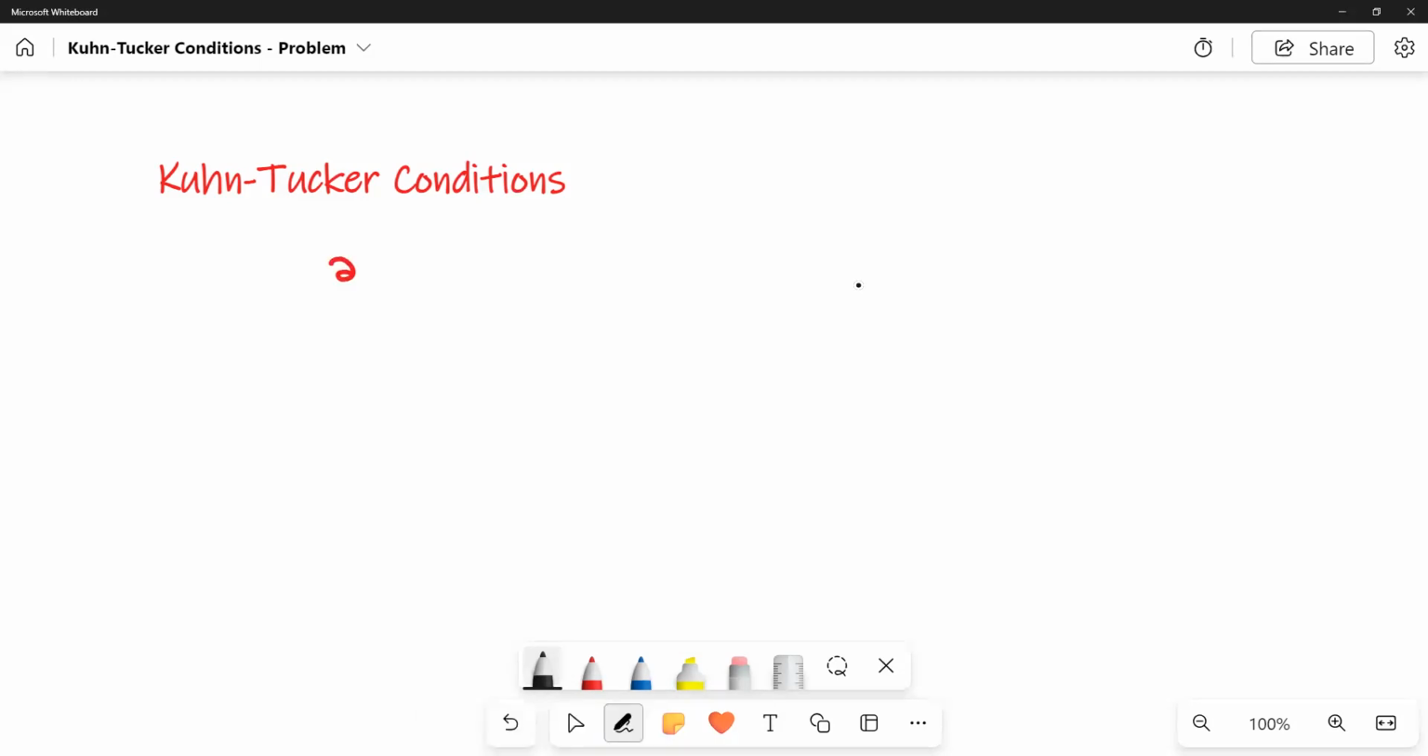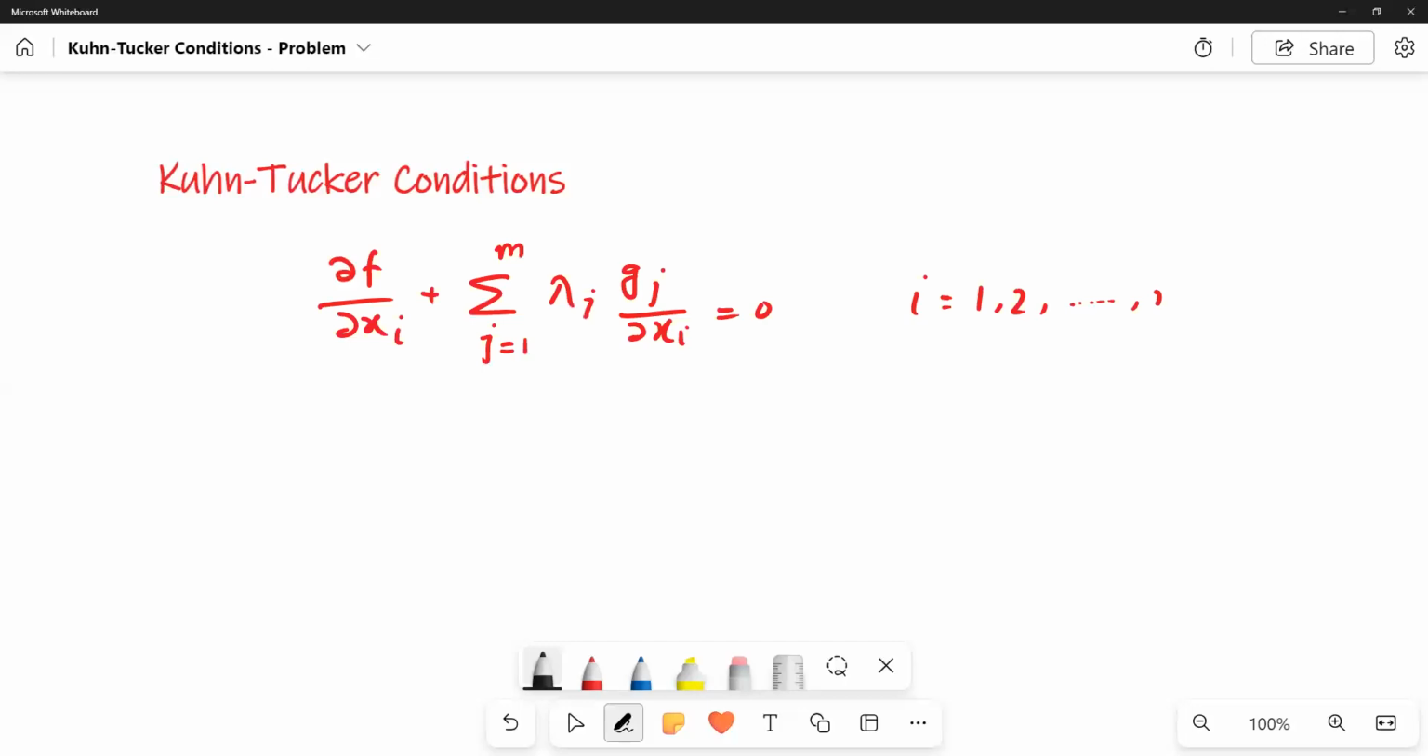Dow f by dow x i plus summation of j equal to 1 to m. Since we don't know the active constraints, we cannot identify them. So we are taking all m number of equations, from i equal to 1. Just a review, we already have covered this in the previous lecture.